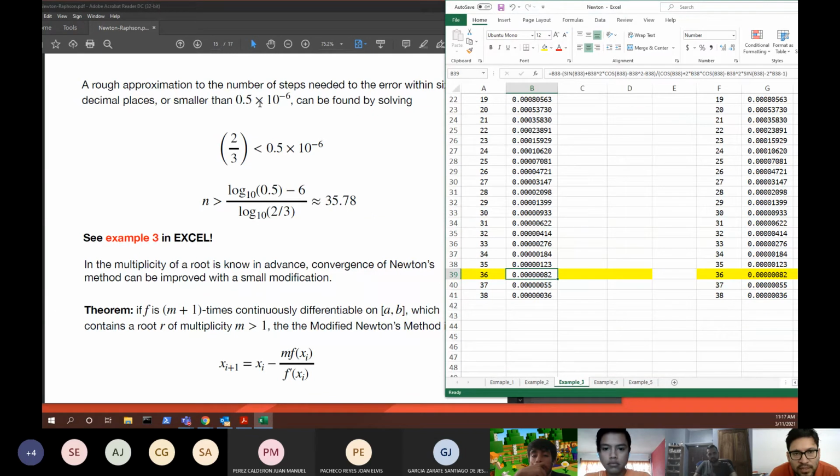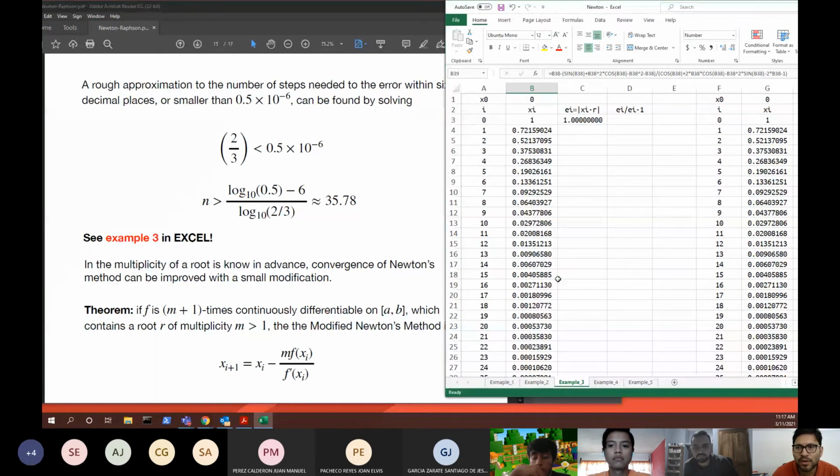We have to get something to the power minus 6. So that's 1, 2, 3, 4, 5, 6. Yes. So we have an error less than something to the power minus 6. So it's actually 8.2 to the power minus 7. Sorry, yeah, minus 7. So we have met this condition after 36 operations.